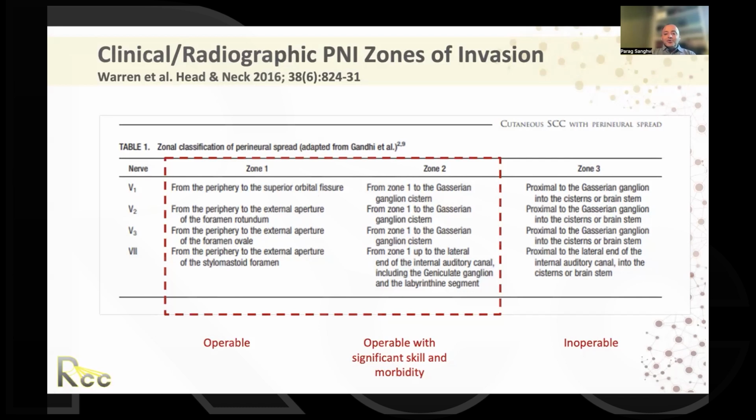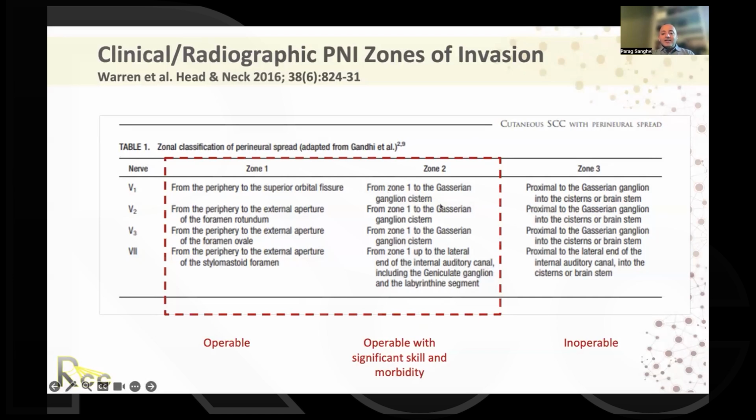Next is zone 2. So this is now going from zone 1 intracranially. So for trigeminal nerve, that's going to the Gasserian ganglion cistern. And for facial nerve, it is going through the mastoid segment and ends up in the internal auditory canal.